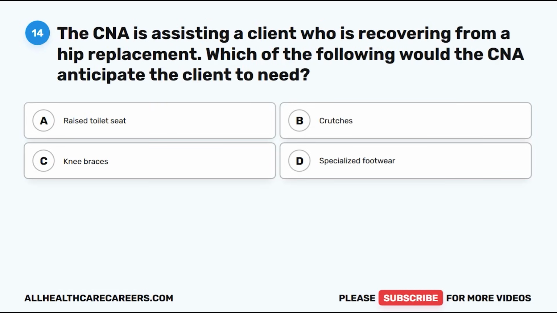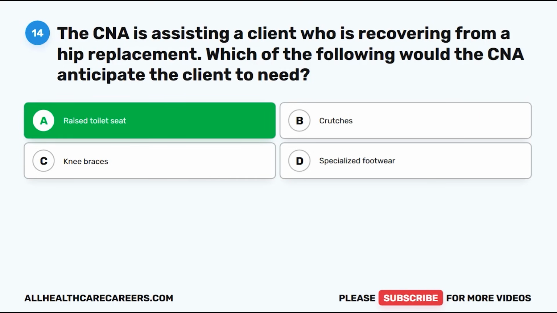Question 14. The CNA is assisting a client who is recovering from a hip replacement. Which of the following would the CNA anticipate the client to need? Option A. Raised toilet seat. B. Crutches. C. Knee braces. D. Specialized footwear. The correct answer is A.